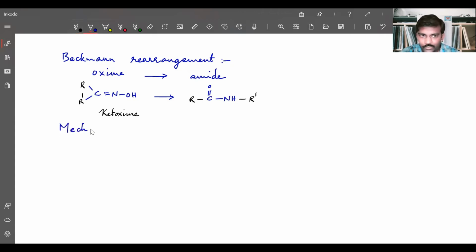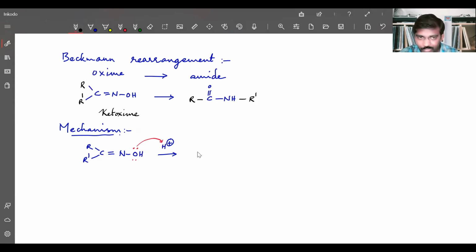So initially we have a ketoxime which is reacting with acid. Acid means we know that it is giving H plus ions. And what is the nature of the H plus ion? H plus ions always look for lone pairs. So H plus ion wants to get the lone pairs, and that lone pair is available with OH. So this OH will donate its lone pair, and now it leads to the removal of a water molecule.